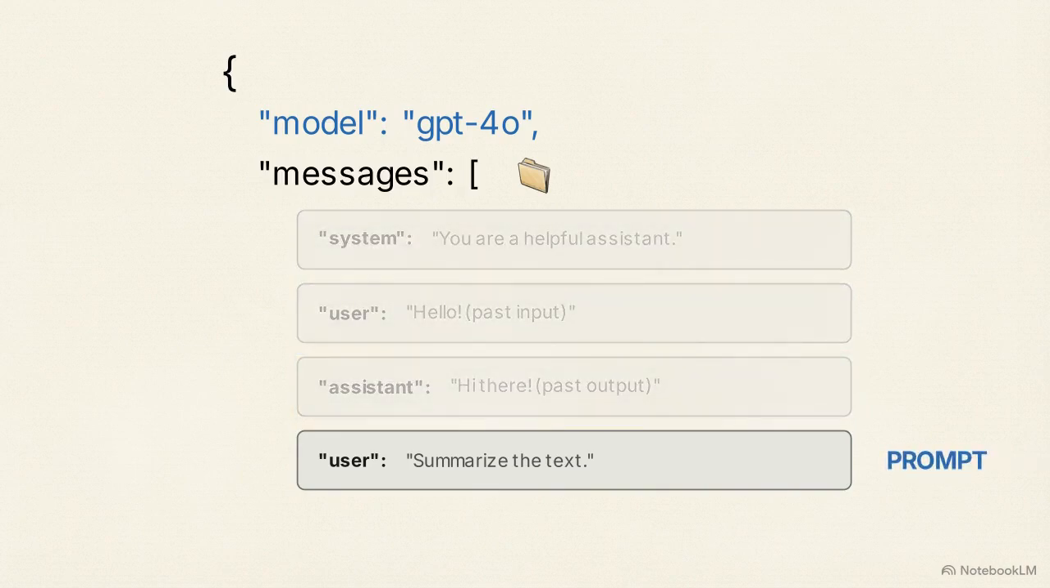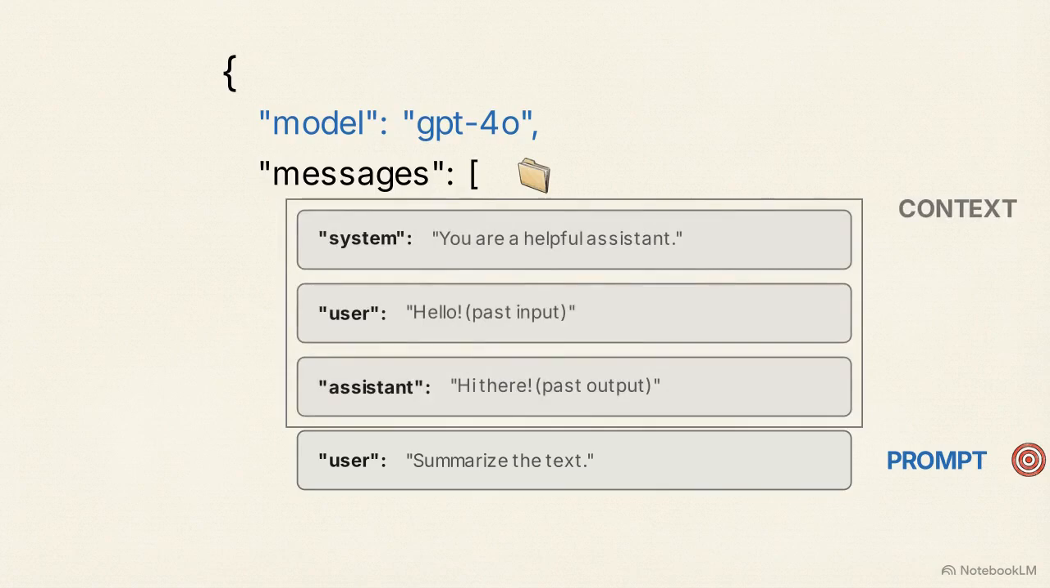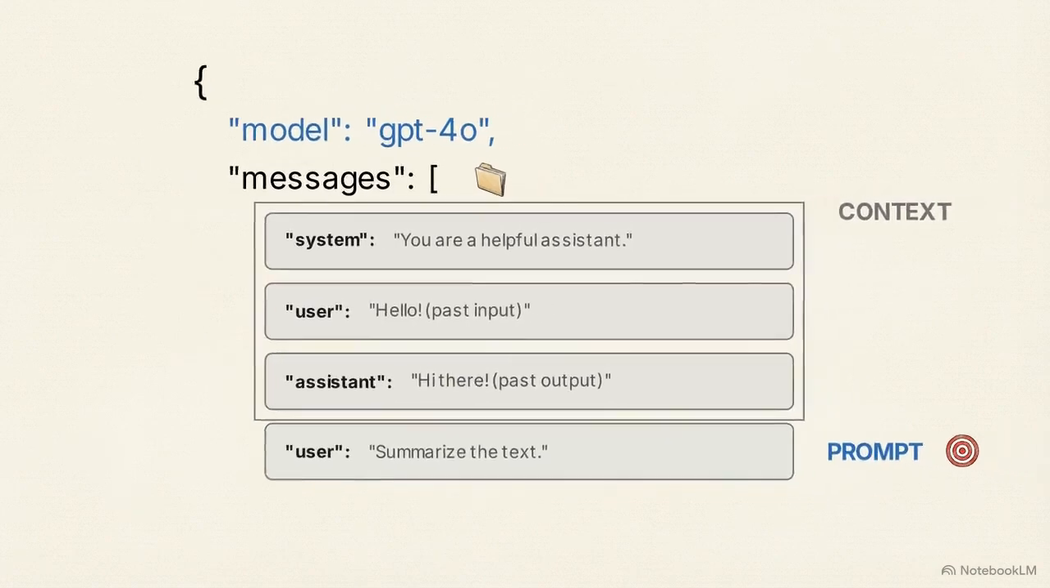The user role contains what is technically defined as the prompt. In a multi-turn payload, the prompt is specifically located in the final user message of the array. It acts as the immediate operational trigger, the specific question or command the model must execute at that exact moment.